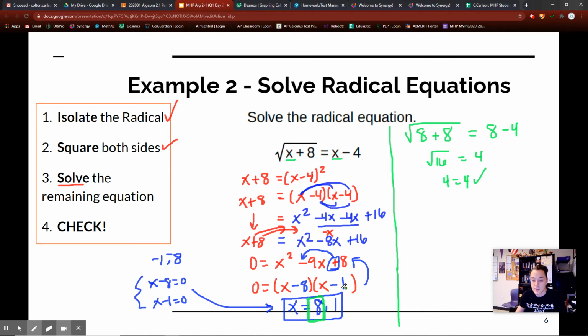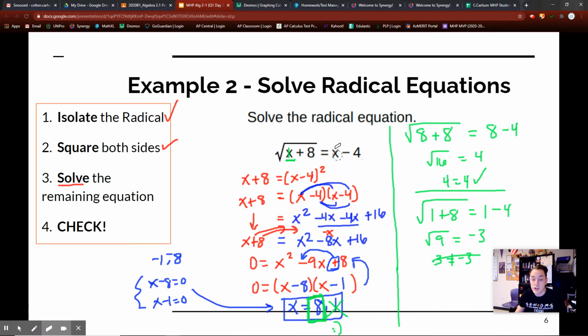Fantastic. What about 1? If I put in 1, so 1 plus 8 equals 1 minus 4, because 1 is going to be right here and right here. Just substitute 1 in for x. This is going to be radical 9, and then equals negative 3. So this is going to be a positive 3 equals negative 3. Now the problem with this is, does that equal? No. Positive 3 does not equal negative 3, so that can't be a solution. So that means 1 is not a solution. What's my actual solution? 8. Smiley face. 8 is my only solution.